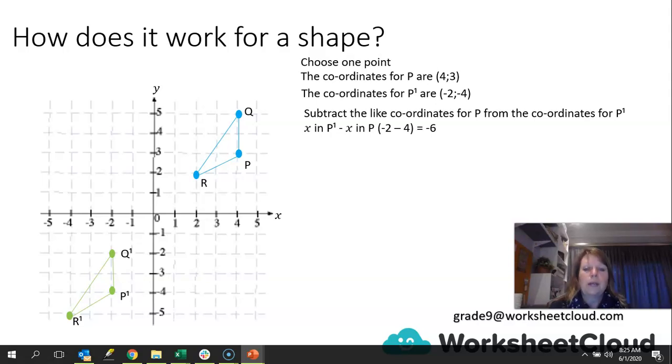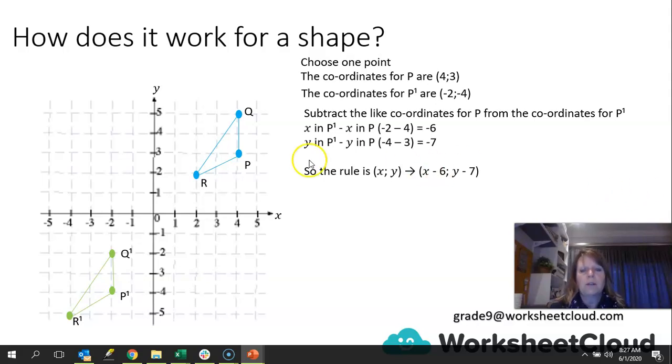Then we're going to do the same for our y values. The y value in P1 is minus 4, and I'll fix that for us as well. And the y value in P is 3. So minus 4 minus 3 is minus 7. Therefore, our rule from our original x, y points is x minus 6, y minus 7.